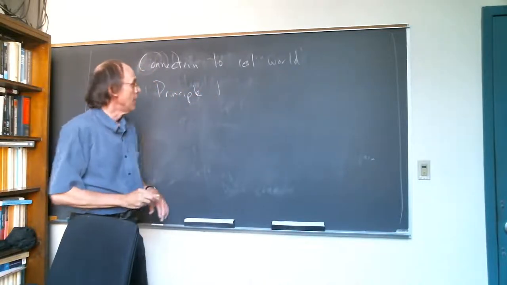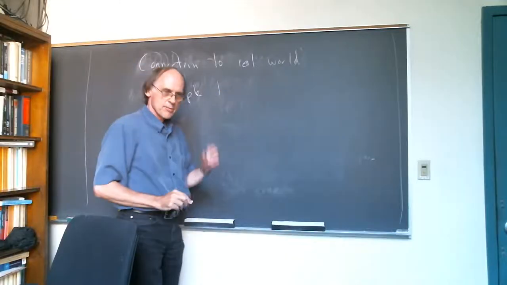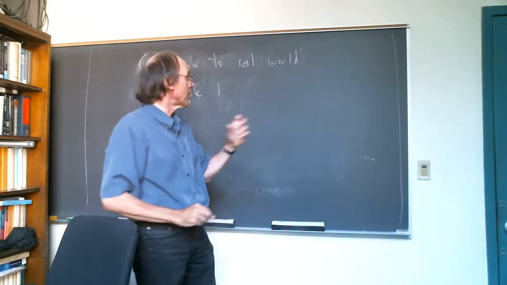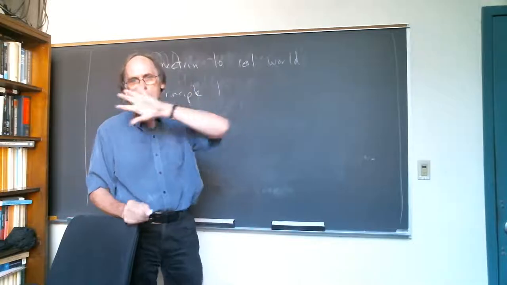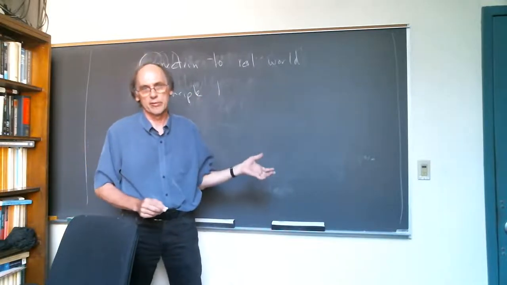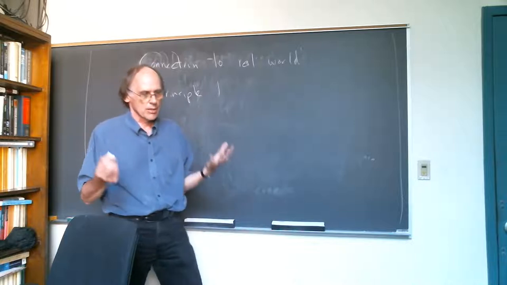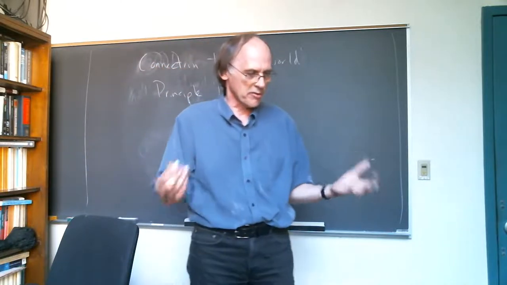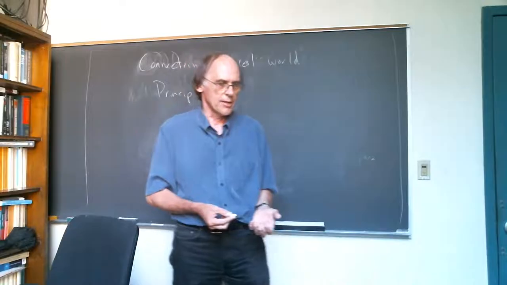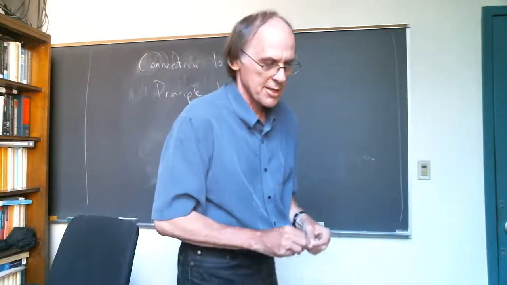Principle one. Your first principle is you need to figure out what the relationship is between your quantum observables and your classical observables. What is a quantum observable telling you? It's something measurable.